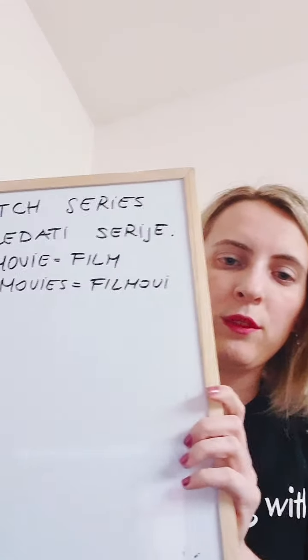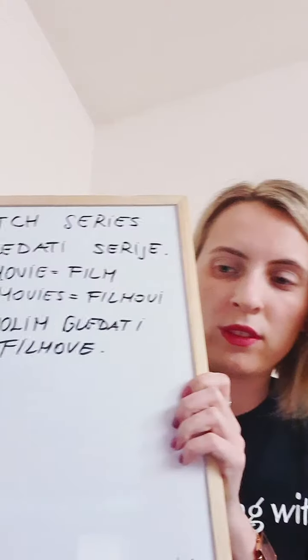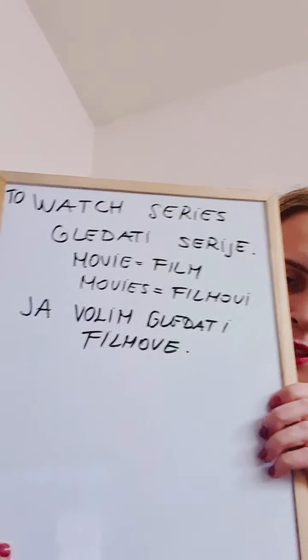Movie is film. And movies in the plural is filmovi. So ja volim gledati film. Or ja volim gledati filmove. And filmove, you say ja volim gledati filmove because of, well, conjugation. And it is kind of complicated. So I think you just remember this phrase, and I will explain more when we actually learn conjugations. So ja volim gledati filmove.